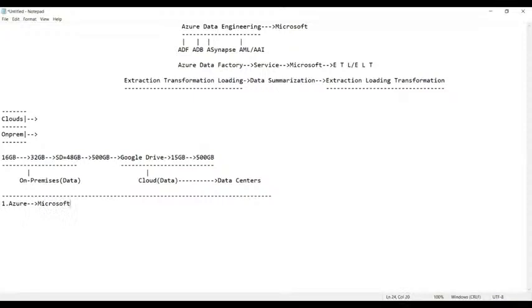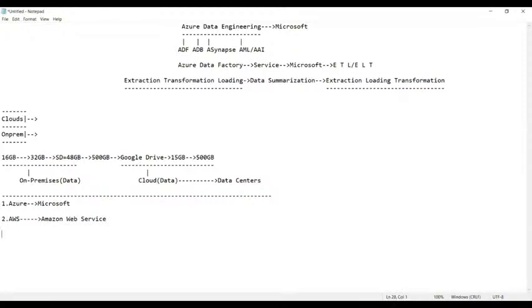Azure is from Microsoft. Azure is the first cloud provider. And then apart from this, we have another one that is called what? AWS, which stands for what? Yes, AWS stands for Amazon Web Service.